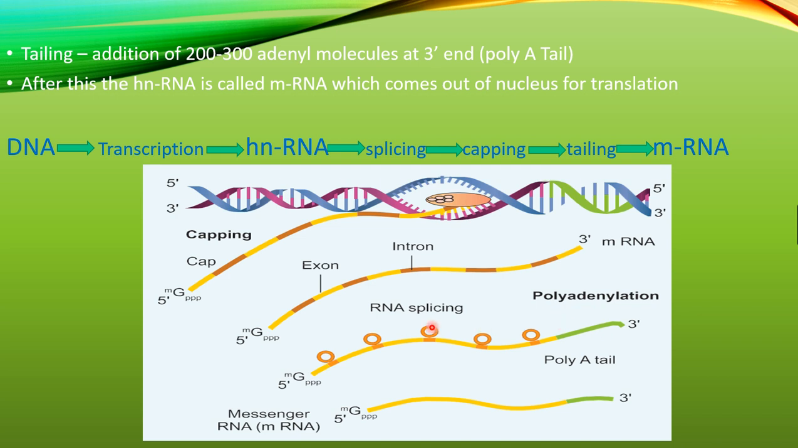Now after this, first it was heterogeneous nuclear RNA. Now it is called mRNA because of removal of intron (RNA splicing), the cap is formed, and the tail is formed. It comes out of the nucleus. What is the next step? Translation, that is, RNA is translated into protein. So this is the mRNA with the cap and the tail. Clear?